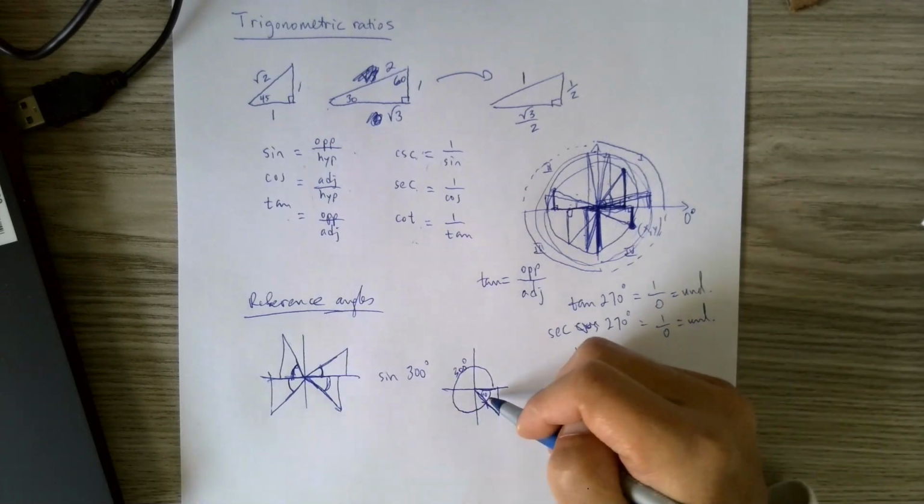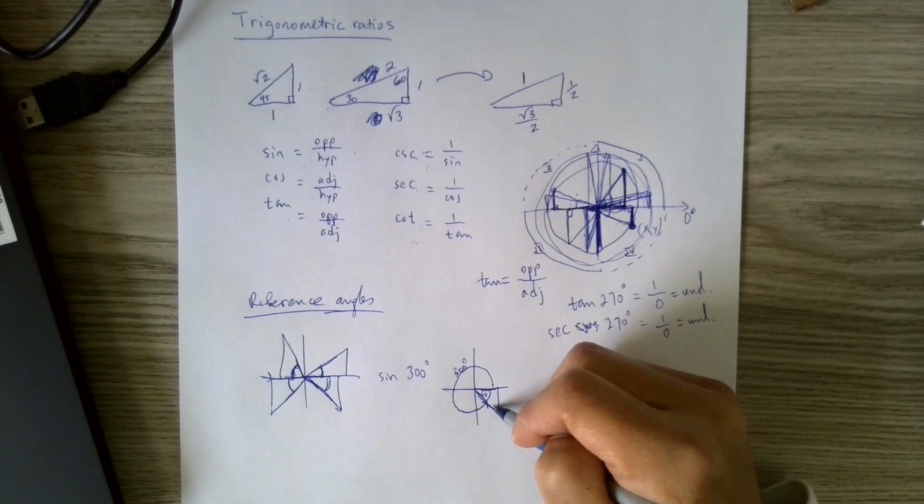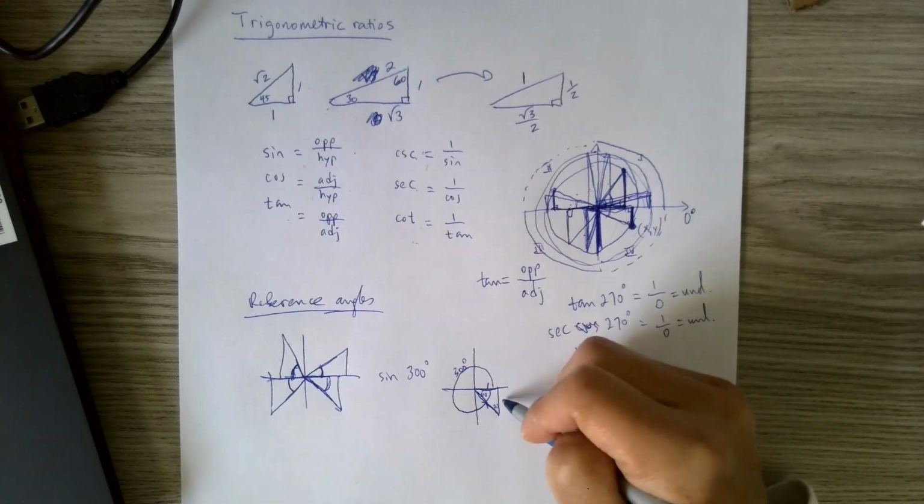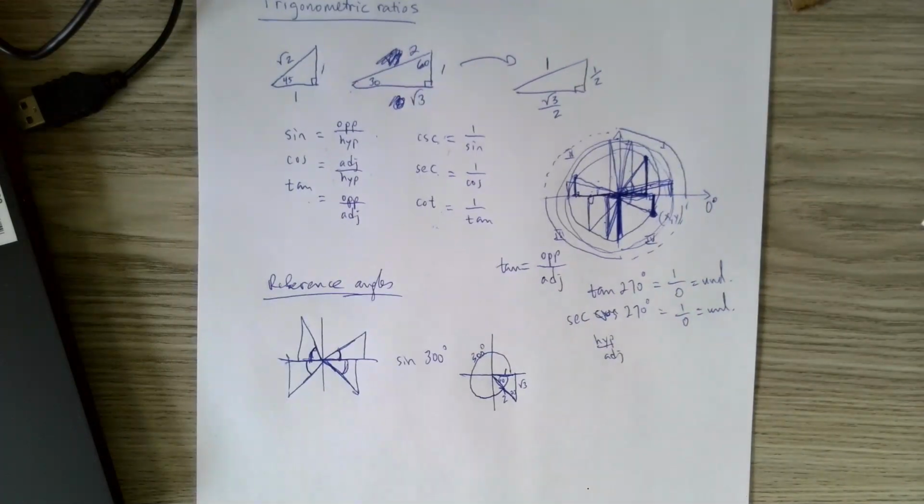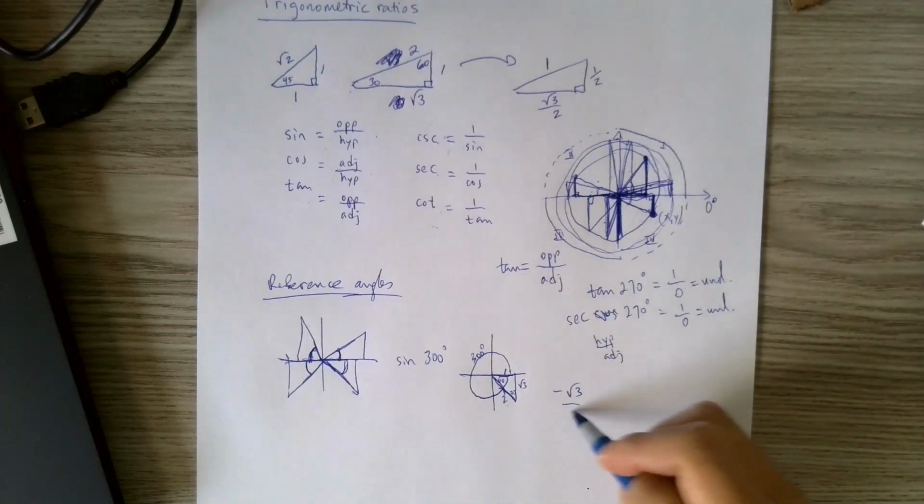So then you get your 60, and then you can label your triangle with your ratios. Since you know this is 30, you know it's a 1, rad 3, 2 triangle situation. And then since we're looking for sine, that would be opposite over hypotenuse, rad 3 over 2, but you've got to make sure you got the right sign. So it's negative rad 3 over 2.